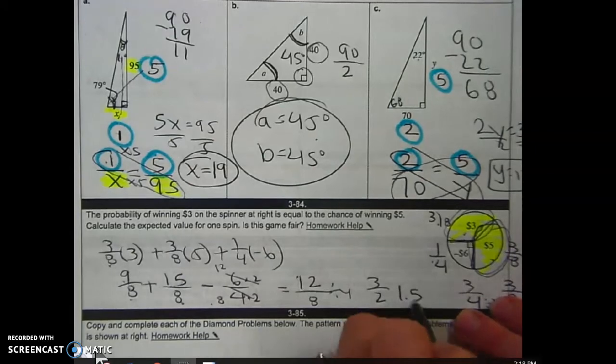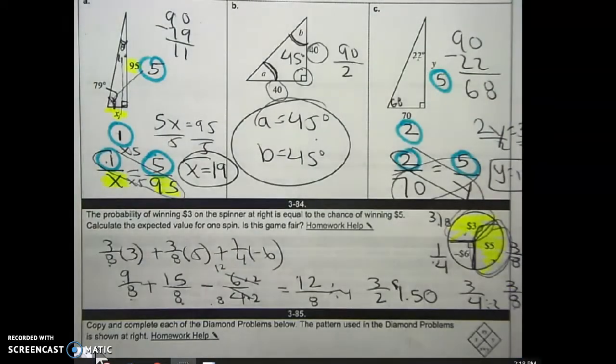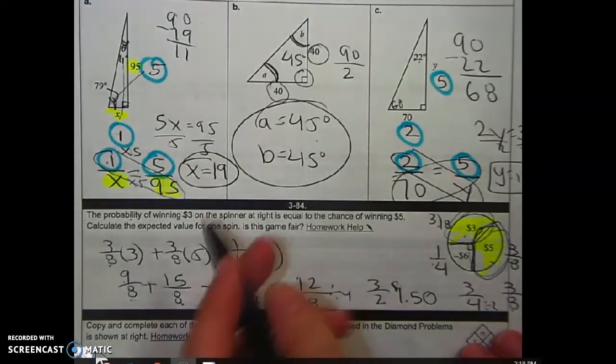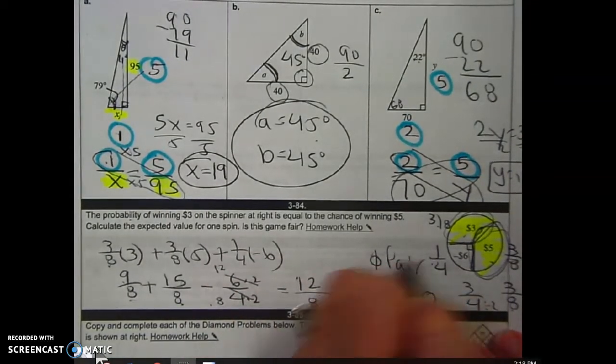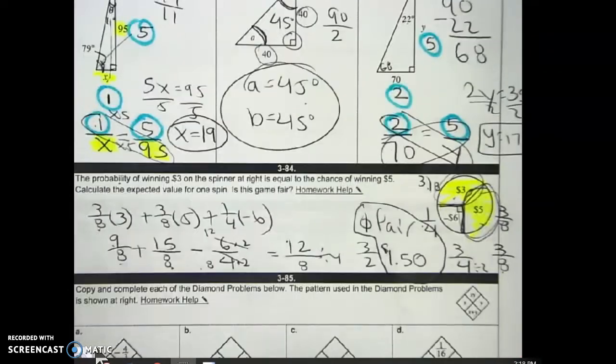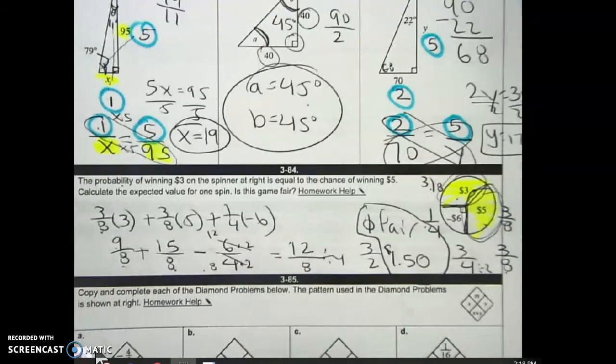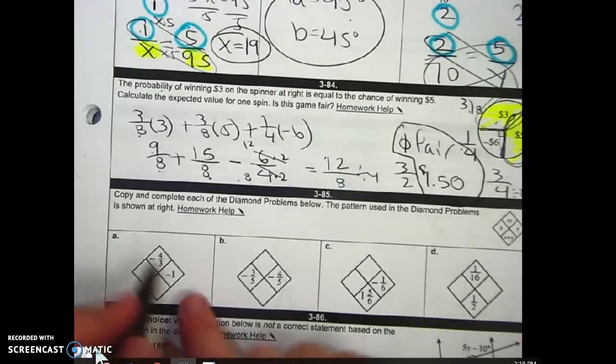So it's 1.5. So in a sense, it's in your favor by $1.50. So it is not fair, but it is in your favor to win. Okay? If it was negative, it wouldn't be fair in their favor or in your favor. And if it's 0, it would have been fair. Okay? All right, I need to think about -1.